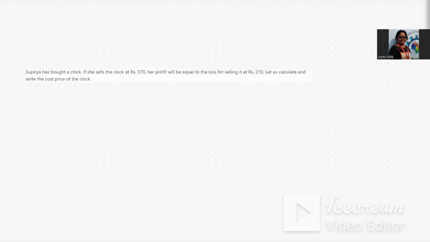So let us come into the first question. Supriya has bought a clock. If she sells the clock at rupees 370, her profit will be equal to the loss for selling it at rupees 210. Let us calculate and write the cost price of the clock. So I need to find the cost price of the clock.